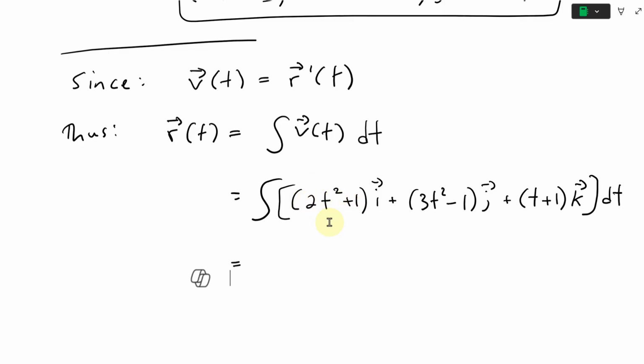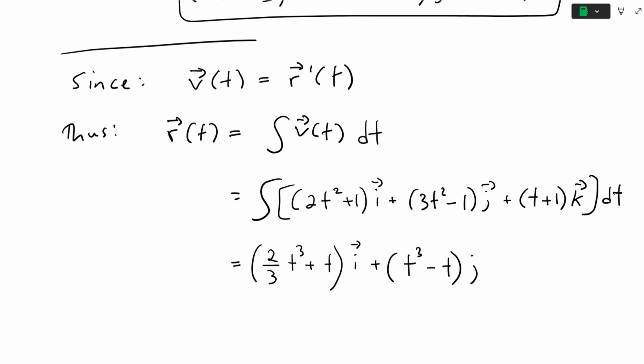So this 2t squared, well, that's going to be t cubed divided by 3, so 2 over 3 t cubed. And the integral of 1 is just t. So that's what we have, plus t, and this is i. Now the next one is t cubed divided by 3, so 3 over 3 just cancels, and we just leave t cubed, like that. And the next one is minus t, like that.